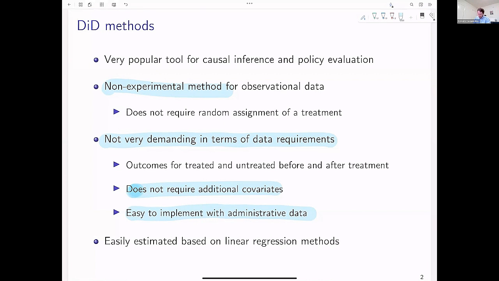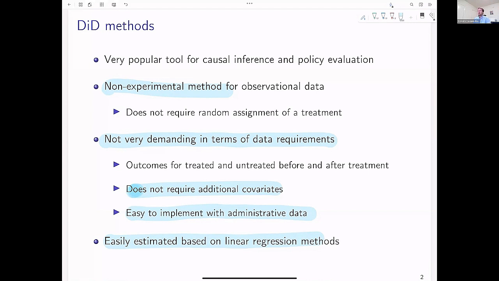And the third reason is that diff-in-diff methods are pretty simple to estimate. They can be estimated based on linear regression, which is something that we all know and understand, and the software can do very well. We will briefly discuss, without getting too much into the details, that estimating a diff-in-diff, or more generally a two-way fixed effects model, is basically running a linear regression after transforming the data in some appropriate way.